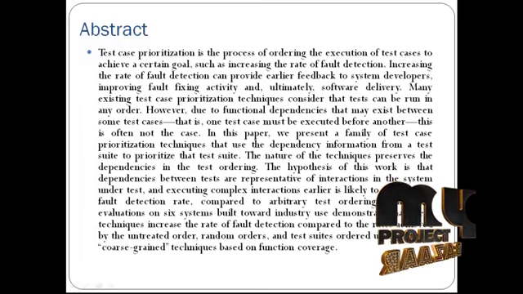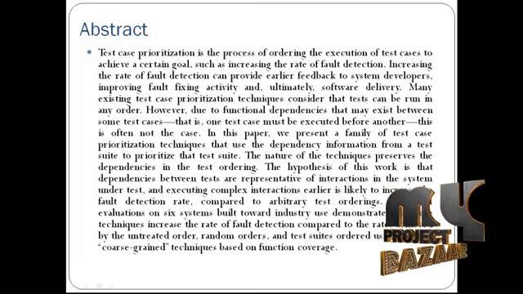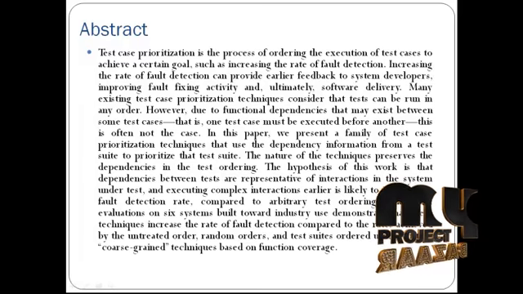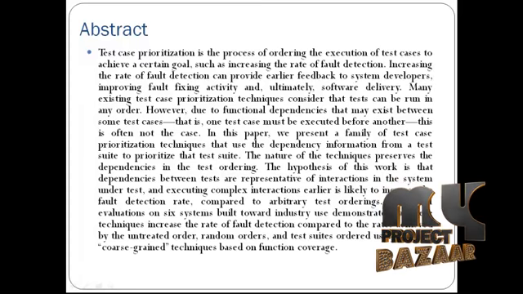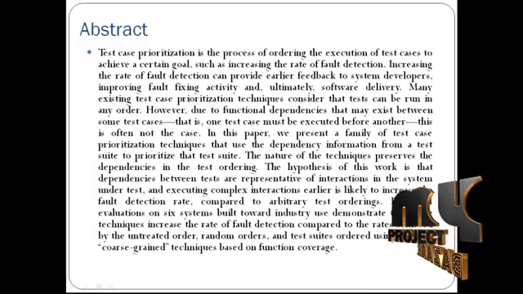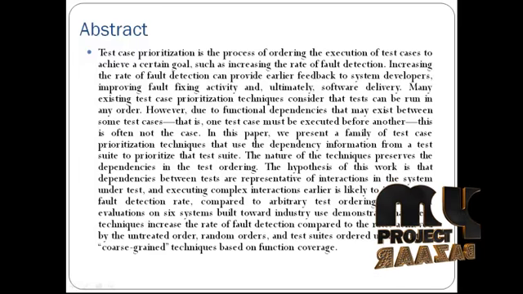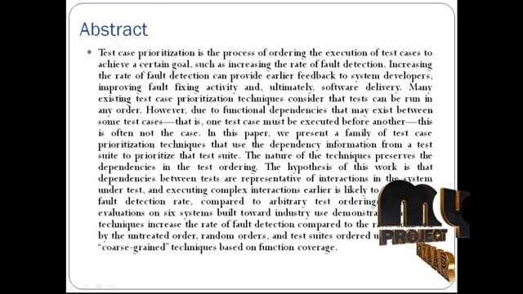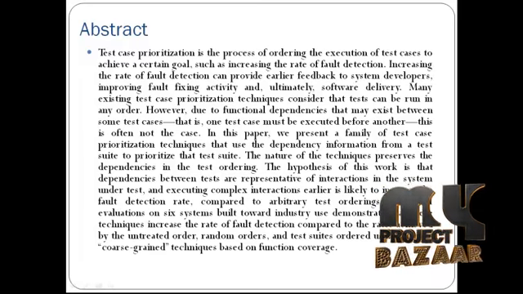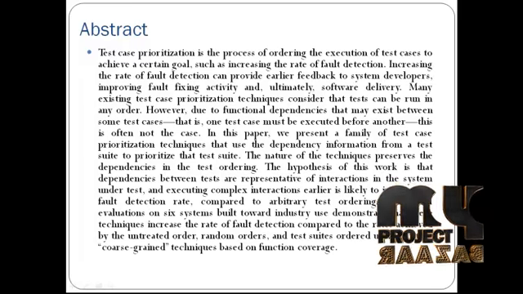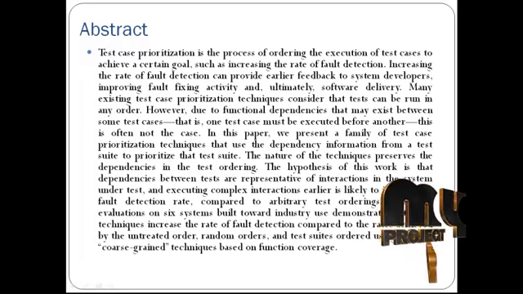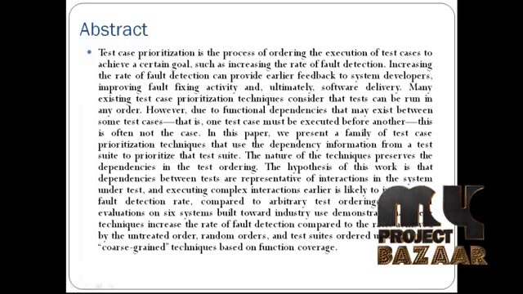Testing under test and executing complex interactions earlier is likely to increase the fault detection rate compared to arbitrary test ordering. Empirical evaluations on six systems built towards industry use demonstrate that these techniques increase the rate of fault detection compared to the rate achieved by the untreated order, random orders, and test suites ordered using existing coarse grained techniques based on function coverage.